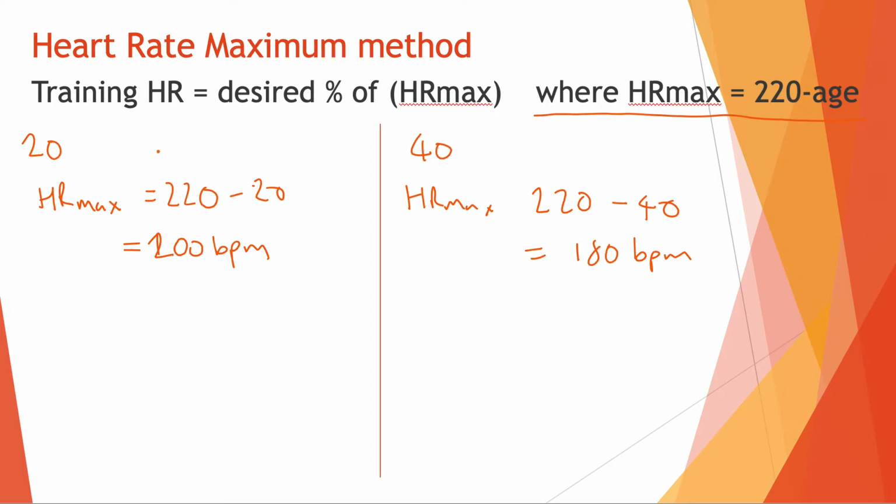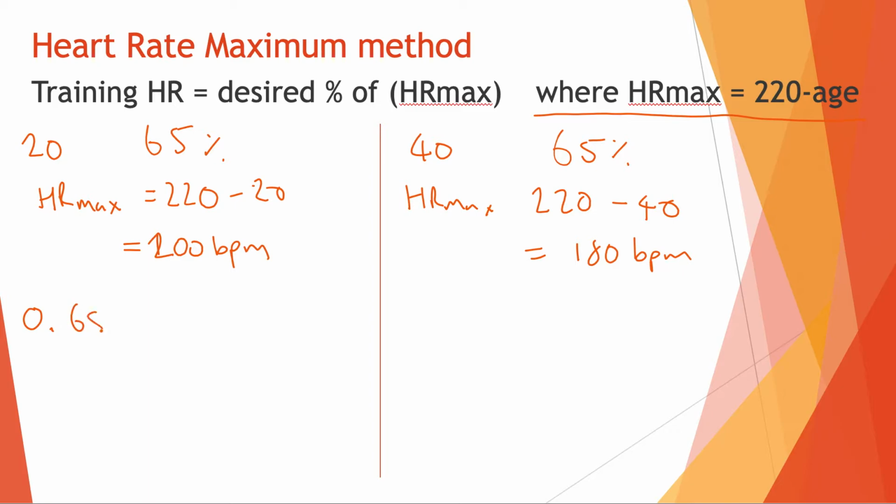So let's assume both want to work at 65%. So the desired percentage is 65% of their maximum heart rate. So we're going to take that 200 and times it by 65%. And whenever we're timesing by a percentage, we do 0.